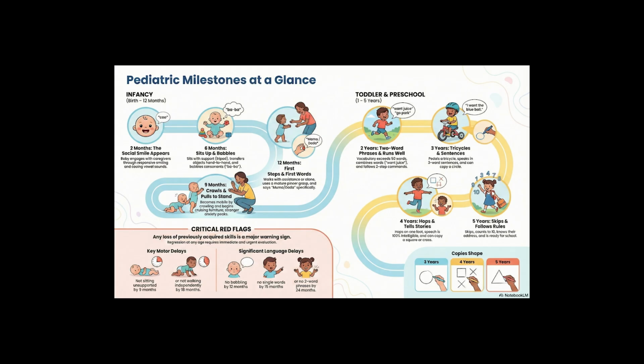And the social play progression. From solitary play as an infant to parallel at 2, group play at 3, and finally cooperative play at 4. It's a beautiful map of their social maturation.